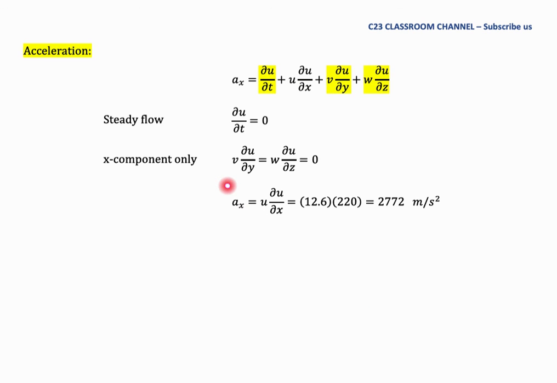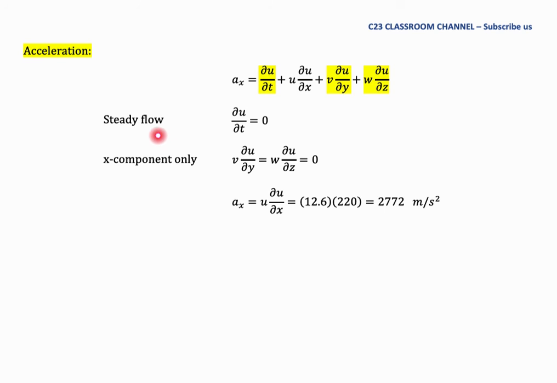Then we need to calculate the acceleration. So this is the acceleration equation. It was not given in the lesson notes, so I give it here in this tutorial. So we could calculate the acceleration for the x direction as ax equal to del u over del t plus u del u over del x plus v del u over del y plus w del u over del z.